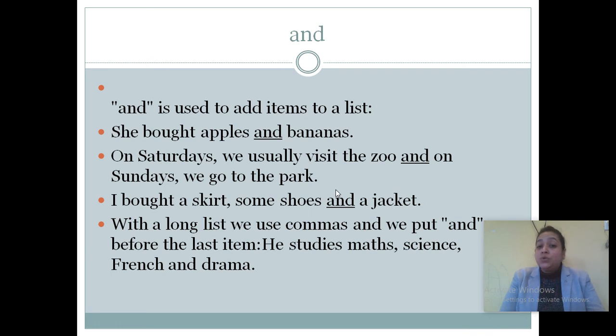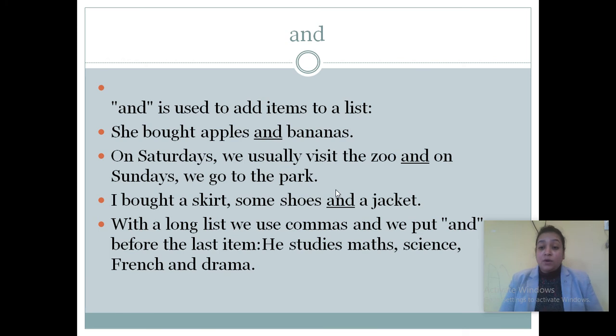On Saturday we usually visit the zoo and on Sunday we go to the park. So we are telling about the two things we do on Saturday and Sunday. I bought a skirt, some shoes, and a jacket. With a long list, we use commas and put and before the last item.